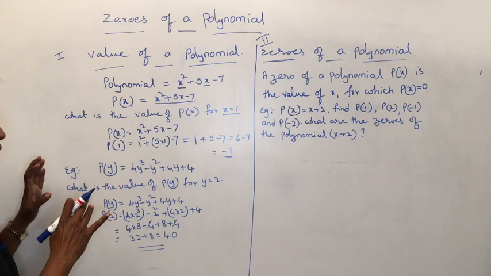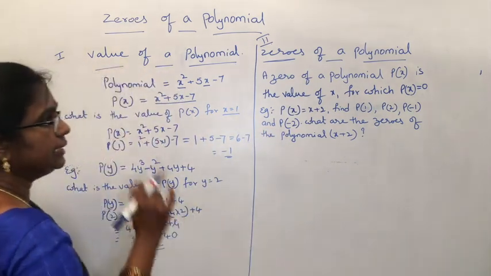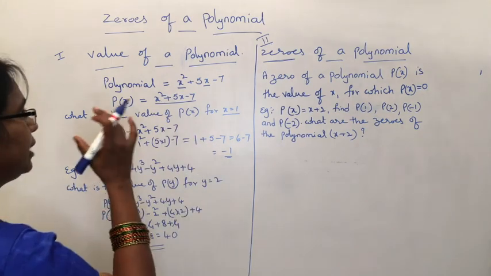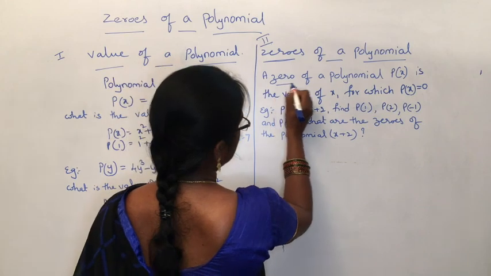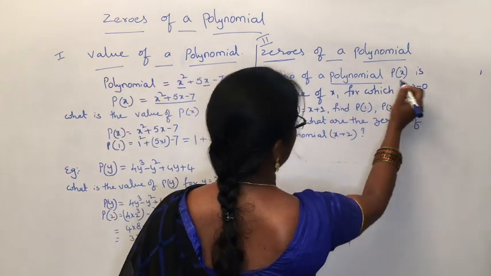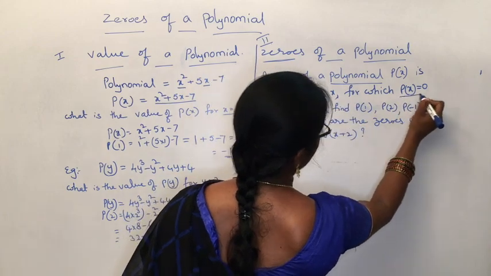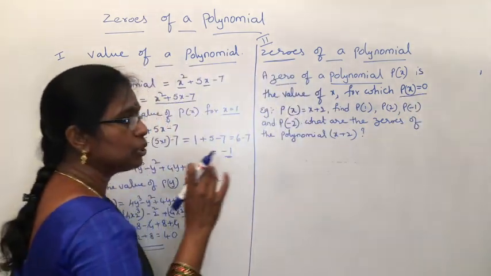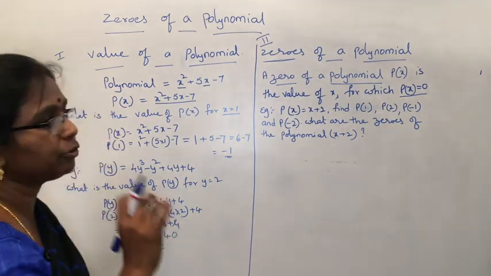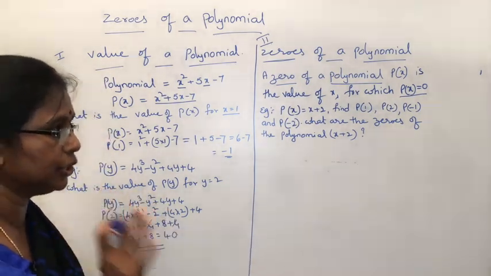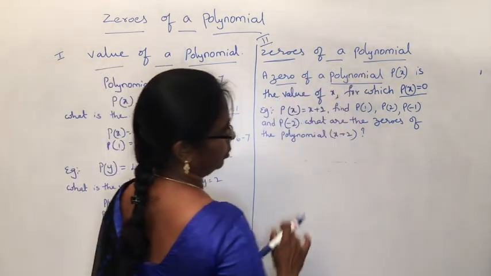This value of a polynomial is related to zeros of a polynomial. The zero of a polynomial depends upon the value of a polynomial. What is a zero of a polynomial? A zero of a polynomial P of x is the value of x for which P of x is equal to 0. When you substitute some value in the polynomial, you have to get the answer as 0. Then that value is called a zero of the polynomial.